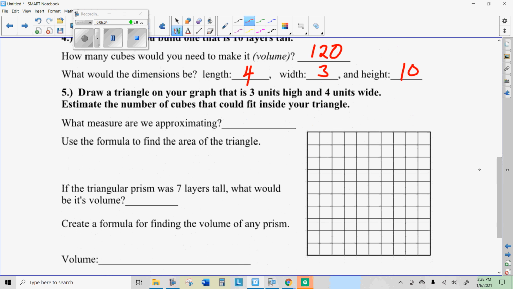Okay. Number 5 says draw a triangle on your graph that is 3 units high and 4 units wide. So you could actually do that a couple ways, but to get a height of 3, the very top needs to be 3 units from the bottom, so it could be like this one. Yours might look a little different. And now, go ahead and find the area of the triangle, and see if you can fill in the rest of this.